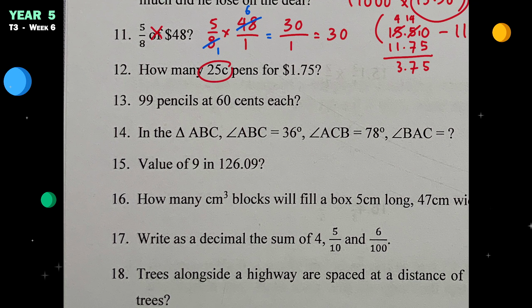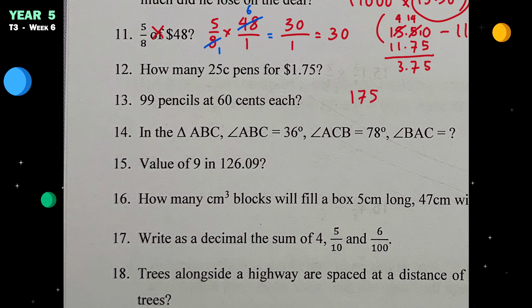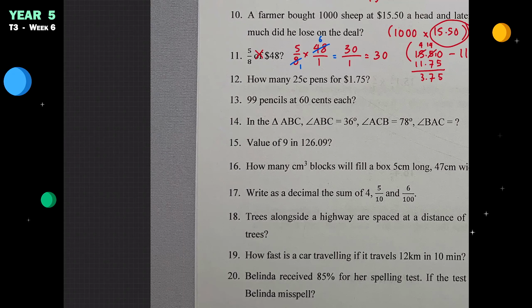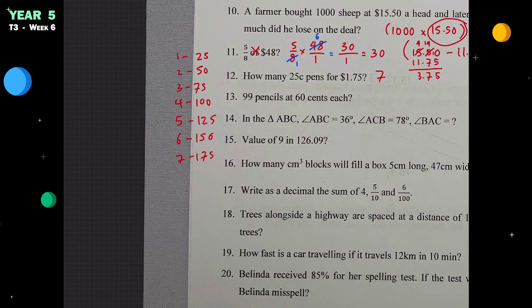How many 25 cents in here? Divide it. Change this one to cents first, it'll be easier. So that one will be 175 cents divided by 25. If you're not sure, I'll write it down here. 25 cents, that's 1. 2 will be 50 cents. 3 will be 75 cents. 4 will be 100 cents. 5 will be 125. 6 will be 150. 7 will be 175. So therefore, how many 25 cents? You can get 7 of them.